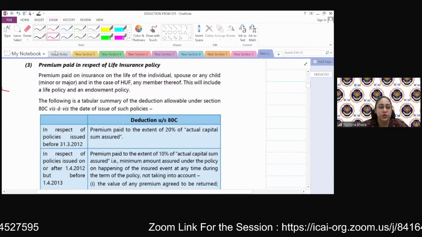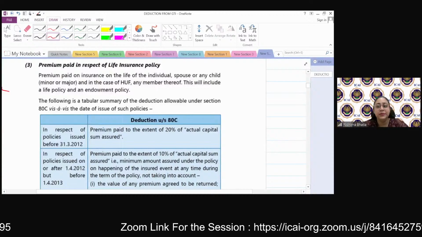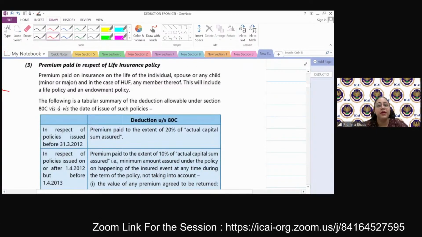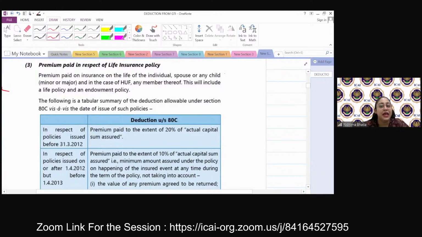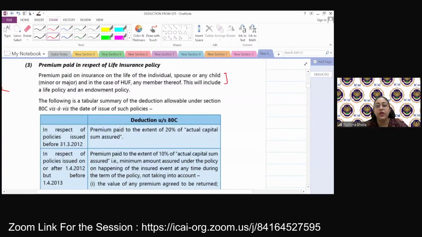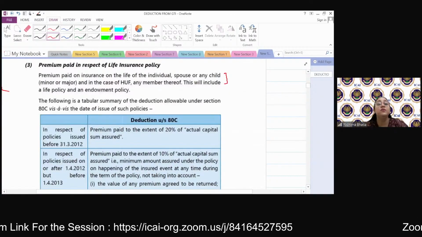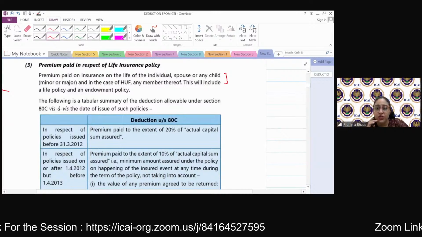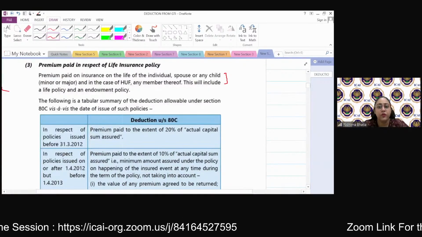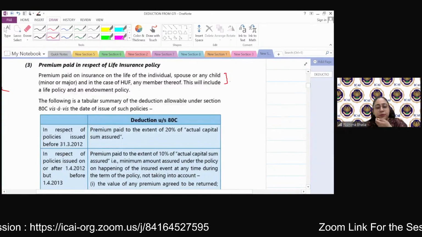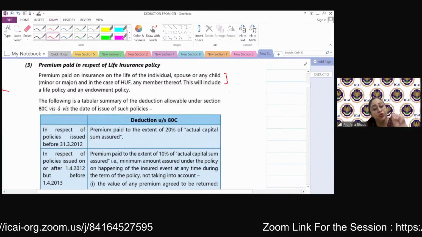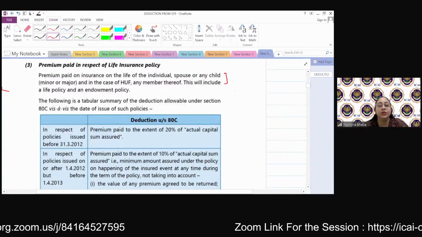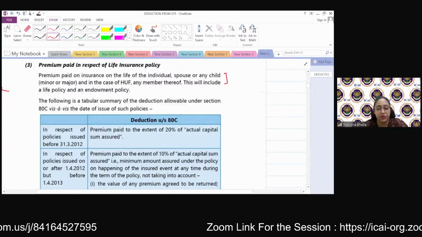What is that? So suppose a person is making contribution either for himself or herself, spouse or any child, then in that case, the premium deduction would be allowed for life insurance policy. Life insurance policy is a policy which you take for the insurance of the life of an individual or the spouse or children. Now, the case which you have to remember here, and mostly this is a checkpoint in all of your questions, is premium versus capital sum assured.